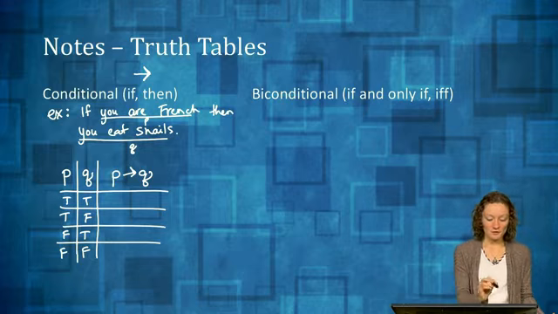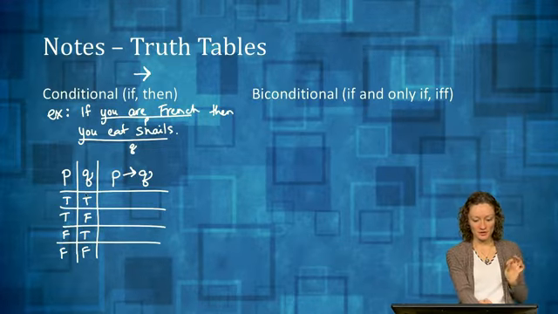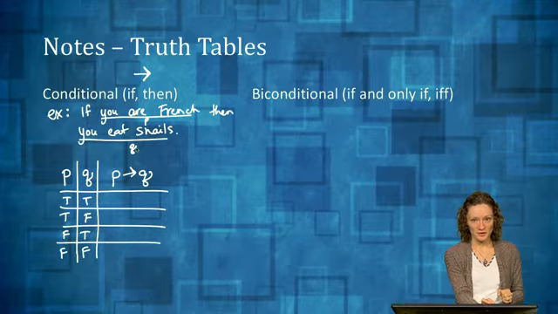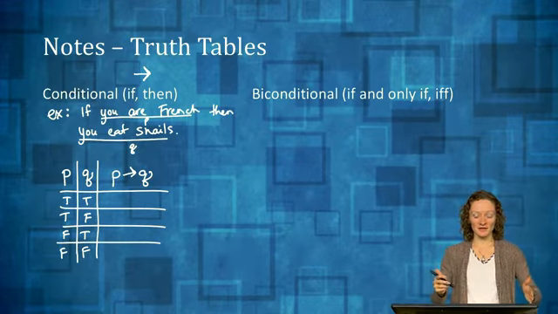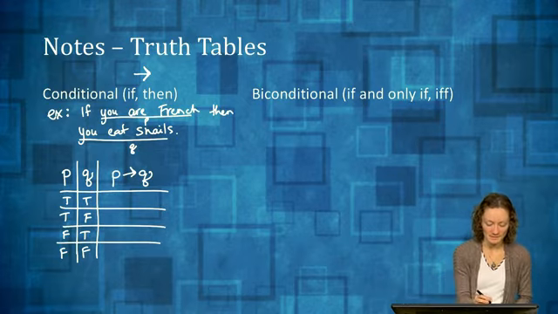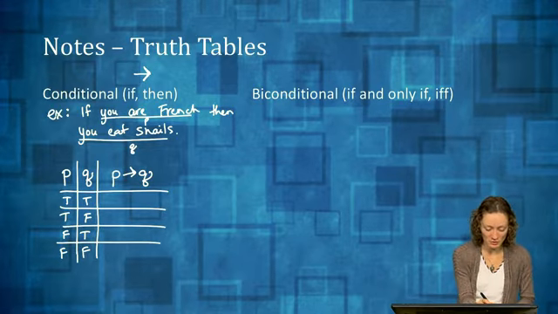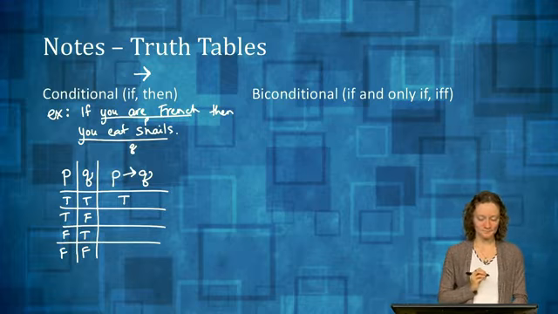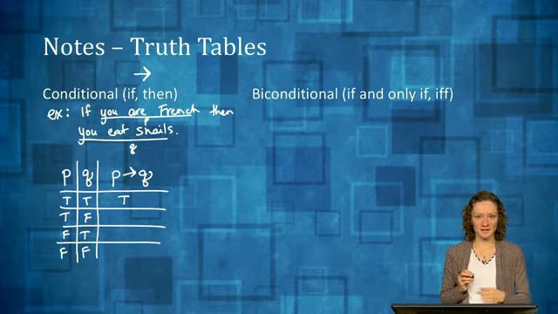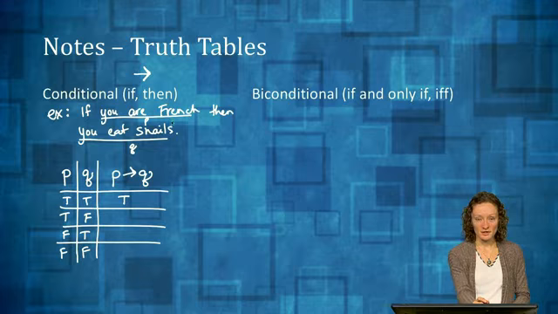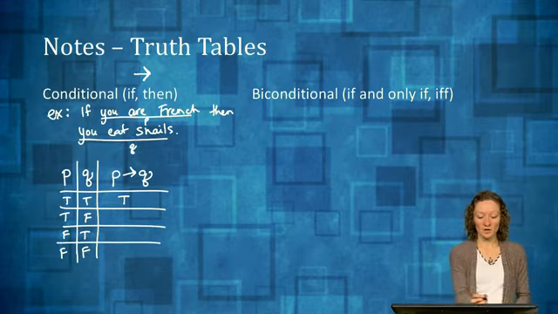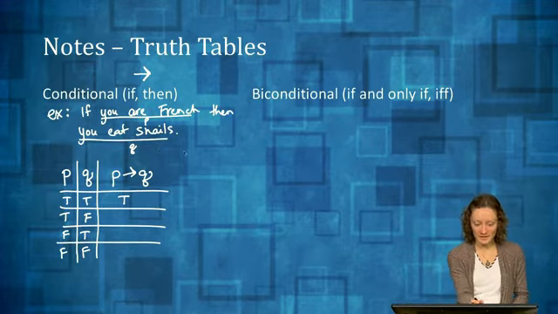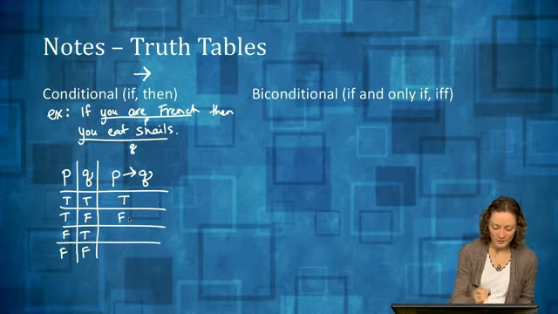All right, so the first scenario, behind the scenes, it is true that you are French, and it's true that you eat snails. So if the statement is made, if you are French, then you eat snails, the overall value of that statement is true, because you're French, and you do eat snails. Second scenario, it's true that you're French, and false that you eat snails. So the statement is made, if you're French, then you eat snails. Well, you are French and you don't eat snails, so that statement would be false.